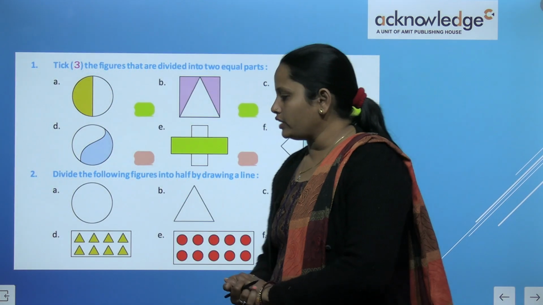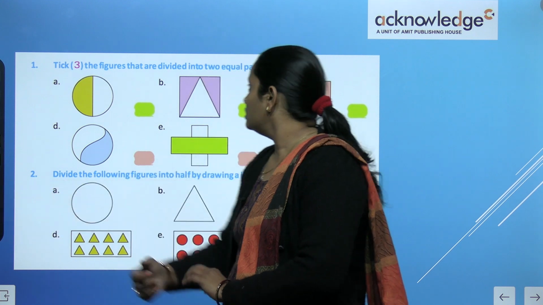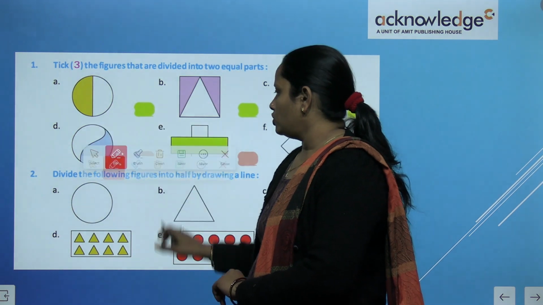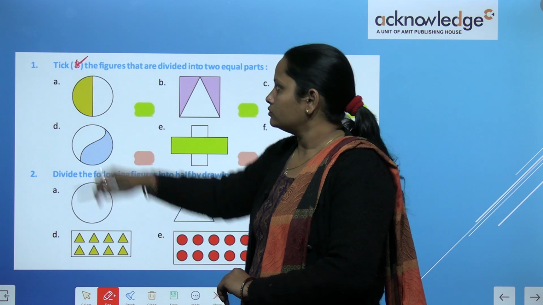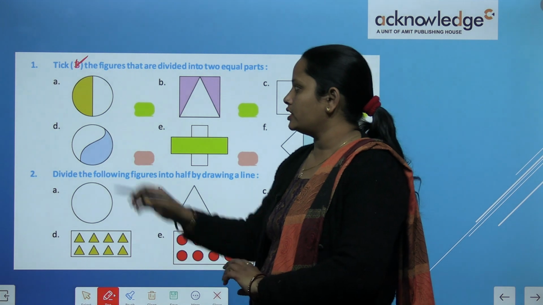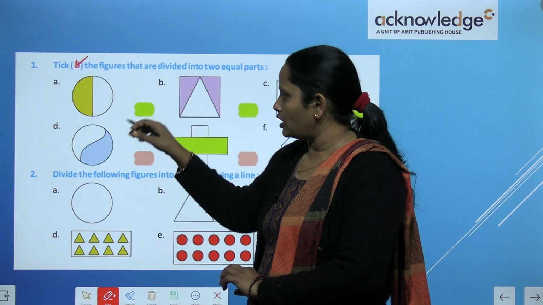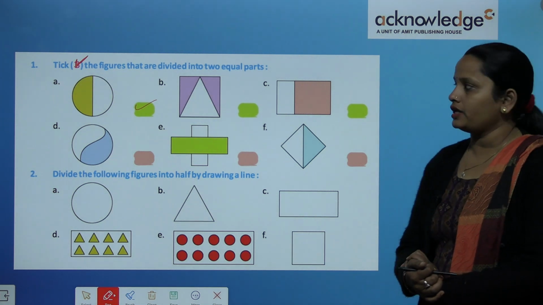Here what we have to do, we have to take the figures that are divided into two equal parts. तो यहाँ पे कुछ फिगर दी गई हैं, we have to tick them. So आप देख सकते हो, the first figure is a circle. उसे we have divided. So yes, this is divided into two equal parts.